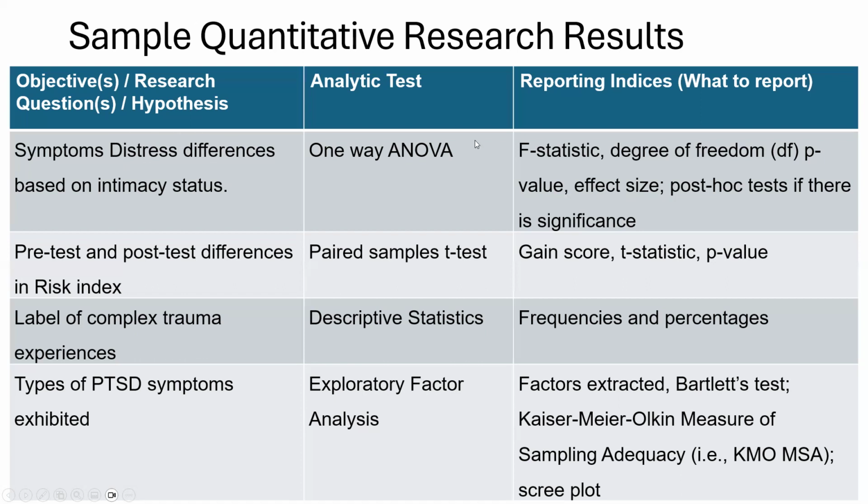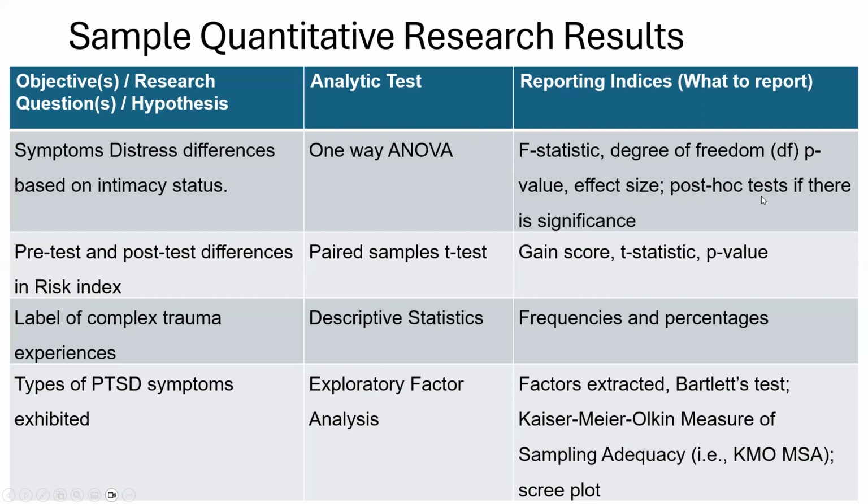When you are looking at these differences, your analytic test is a one-way analysis of variance or ANOVA. And what you are reporting when you do that analysis is the F statistic. You're reporting the degrees of freedom, the p-value, the effect size. And then if there are differences among these groups, what you do is you do a post hoc test.